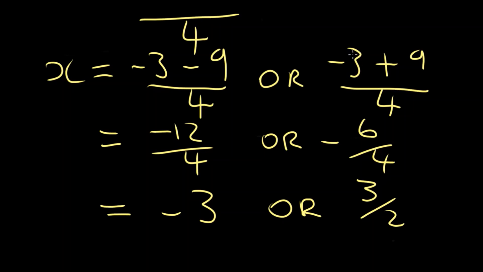That's a negative, isn't it? Can't forget that. So the answer will be... No, it isn't. It's not a negative. Minus 3 plus 9 is positive 6, isn't it? 6, so the answer will be minus 3 or 3 over 2. Great. Let's do another problem.